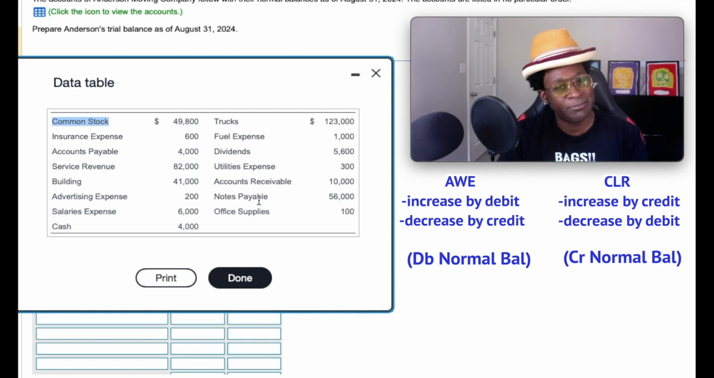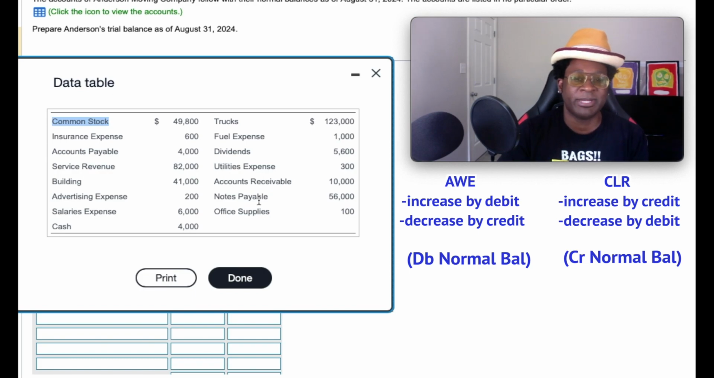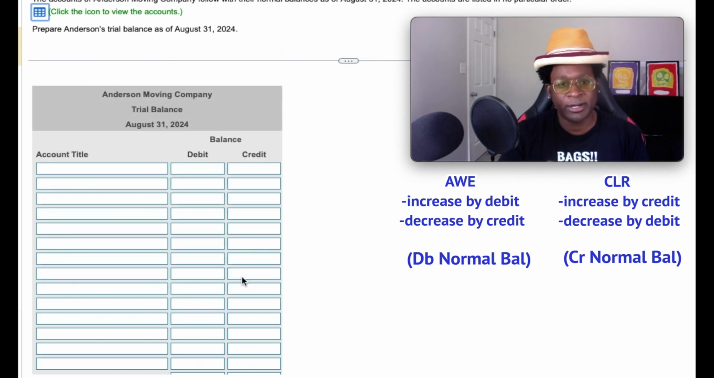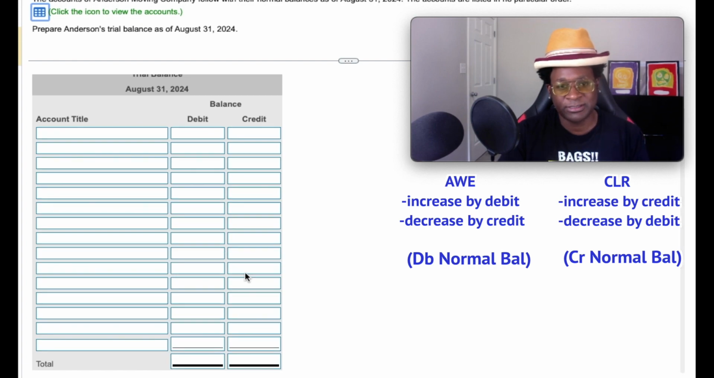Notes payable, last name payable. Any account that has the last name of payable will always be a liability, which belongs in the claims group. Therefore, it's going to have a credit balance. And last but not least, office supplies, which is considered an asset. Therefore, it will have a debit balance for a normal balance. So now that we've got that part out, we can create this particular account.